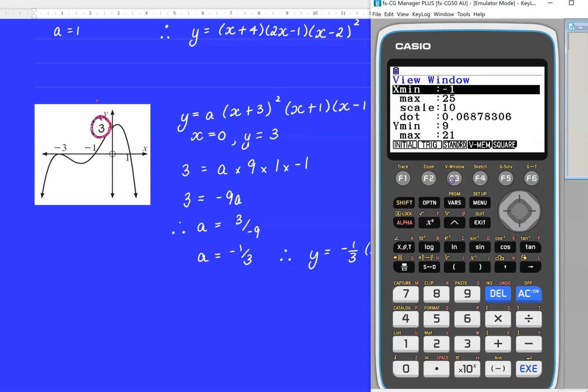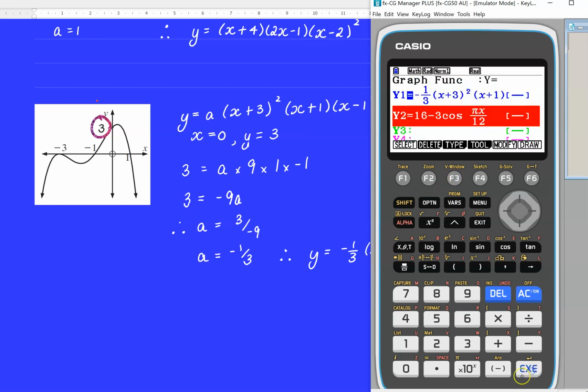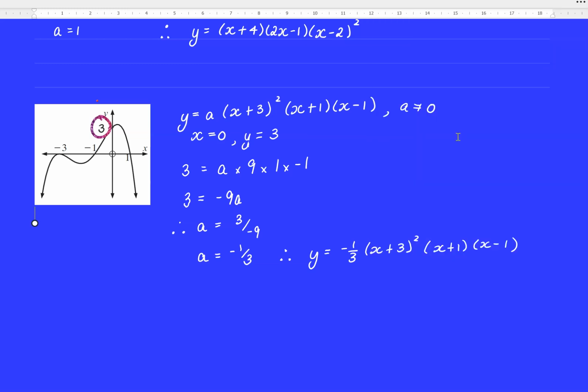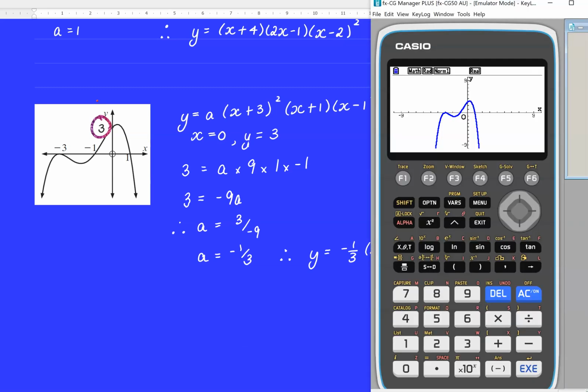I will go Shift, View Window. My scale looks like it's going to be pretty standard, because -3 and 1, and look at that, that's pretty on par. So then I know for sure I'm good to go. Well, to know for sure, we could go G-Solve, y-intercept. Huzzah! Okay.